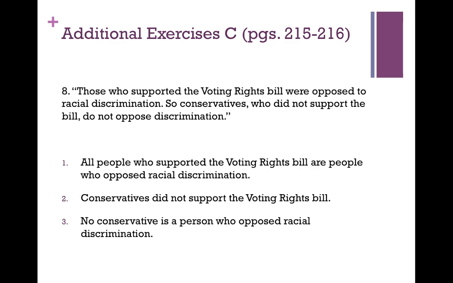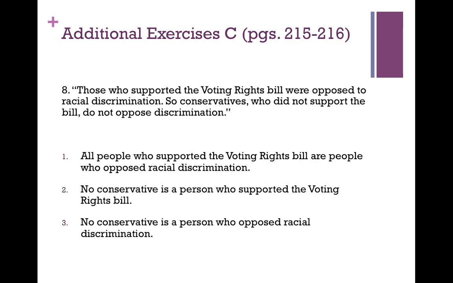Conservatives did not support the voting rights bill. Now we have the same issue that occurred when we were trying to figure out the conclusion, which is that we need to determine whether we are using a universal or a particular quantifier. For the same reasons I mentioned earlier, I think we're using a universal quantifier. We're talking about conservatives who did not support the bill. We're talking about all of them. But we don't say all conservatives are not people who supported the bill. When we're making a universal negation, we do it this way: No conservative is a person who supported the voting rights bill.